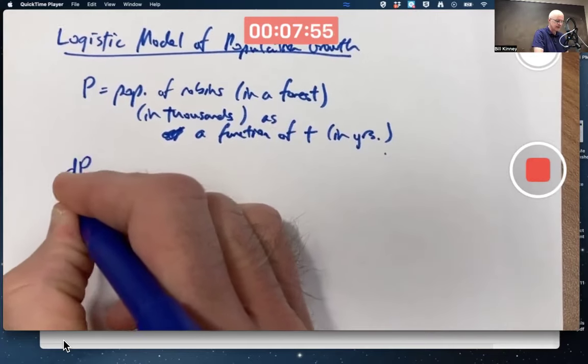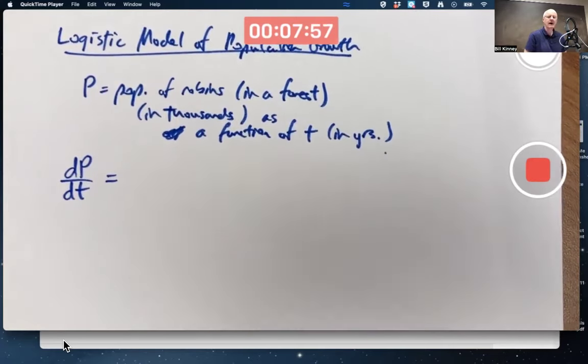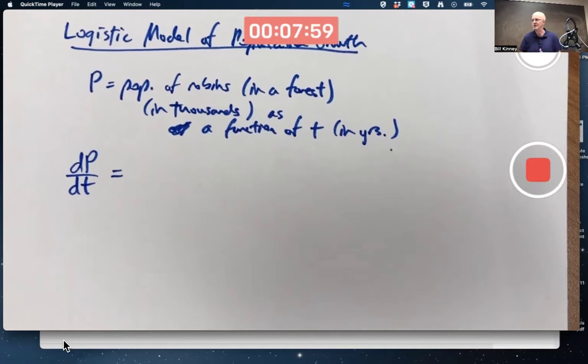dP/dt is going to be the rate of change of the population with respect to time. If the population is growing, this will be a rate of growth. It's possible, though, that if we are above the carrying capacity of the environment, that maybe the population declines. Maybe they're dying faster than they're being born.